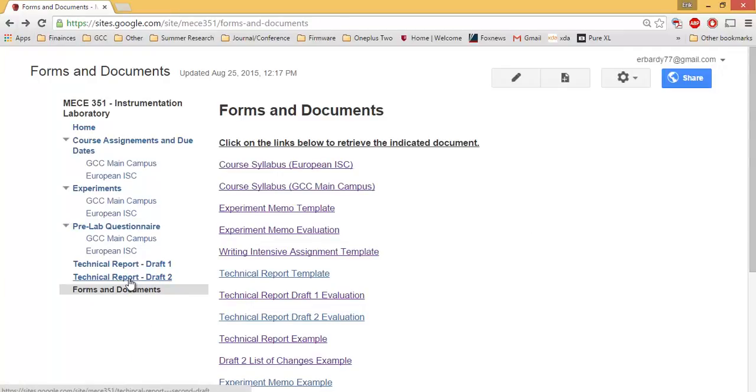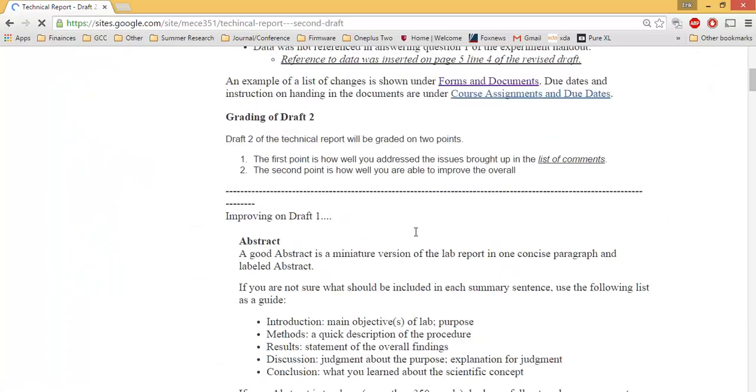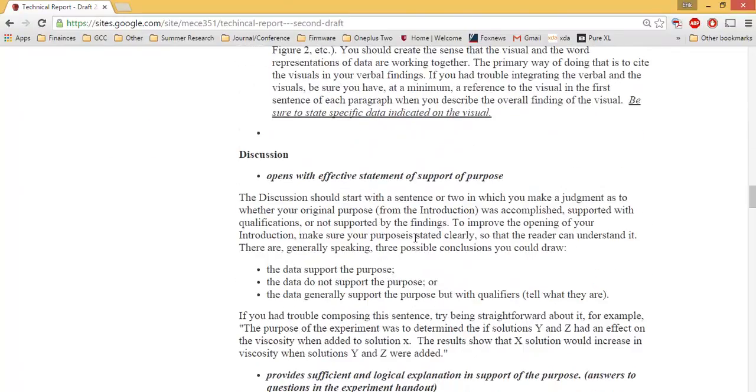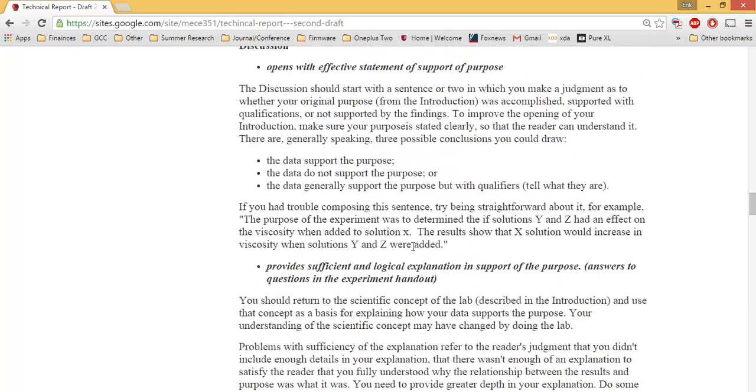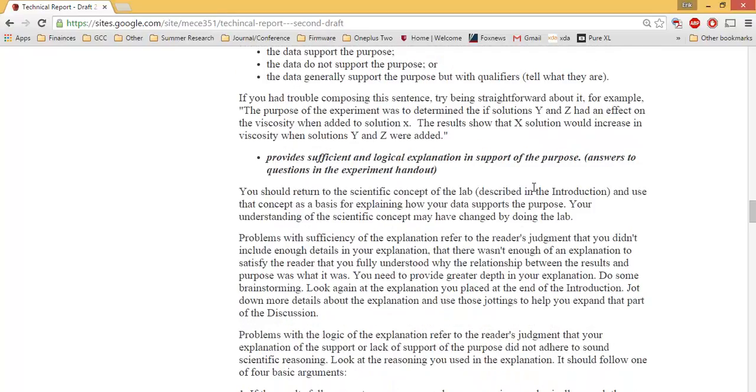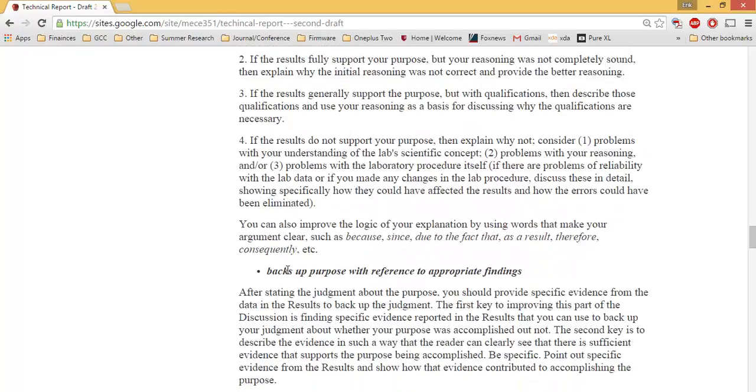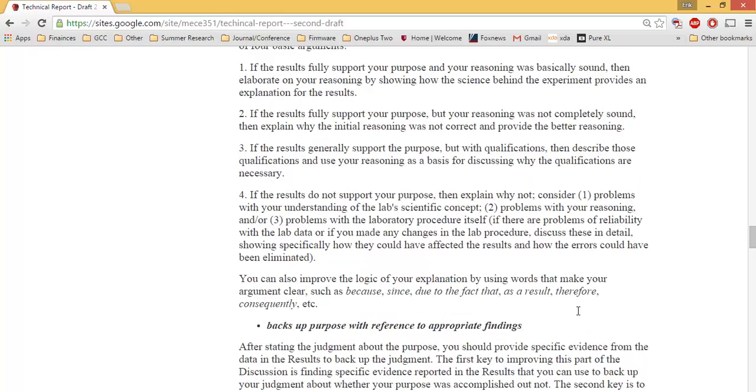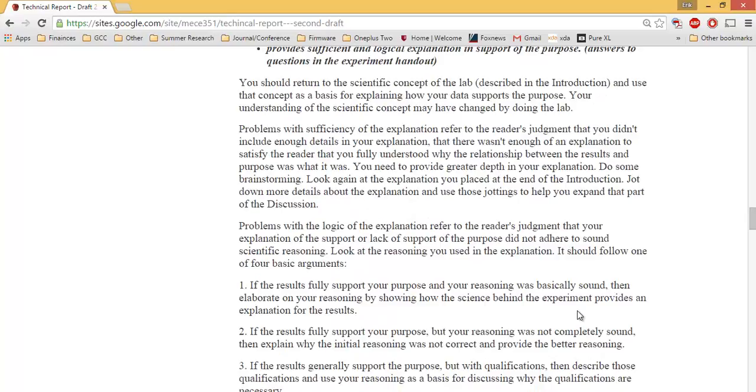To expand upon that, click on Technical Report Draft 2, and then scroll down until you get to Discussion. So here are the 3 rubrics. 1 opens with effective statement of purpose, so you can read through that and see what that looks like. 2 provides sufficient and logical explanation in support of the purpose, basically answers to questions in the experiment handout. And number 3 backs up the purpose with reference to appropriate findings. I'm not going to read through all of this right now. You can do that on your own time, but make sure that when you get to this point, you have already written a first attempt at your discussion and you're trying to improve upon it by going back to this link.